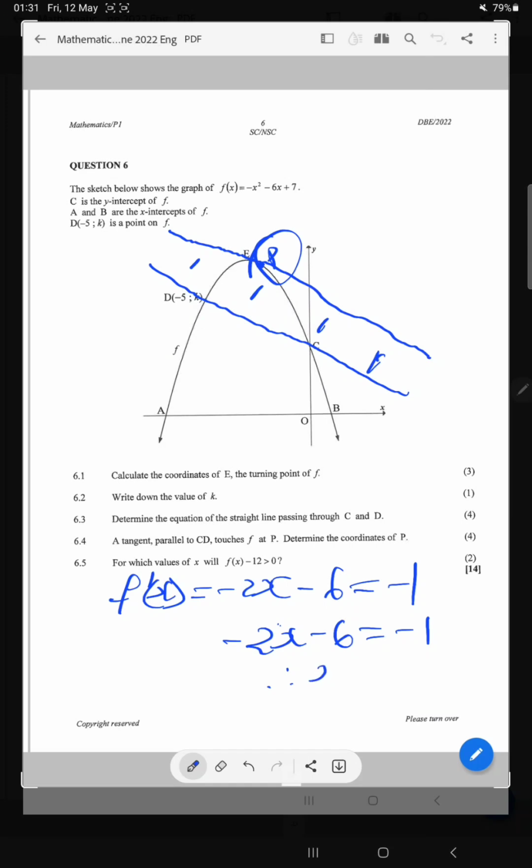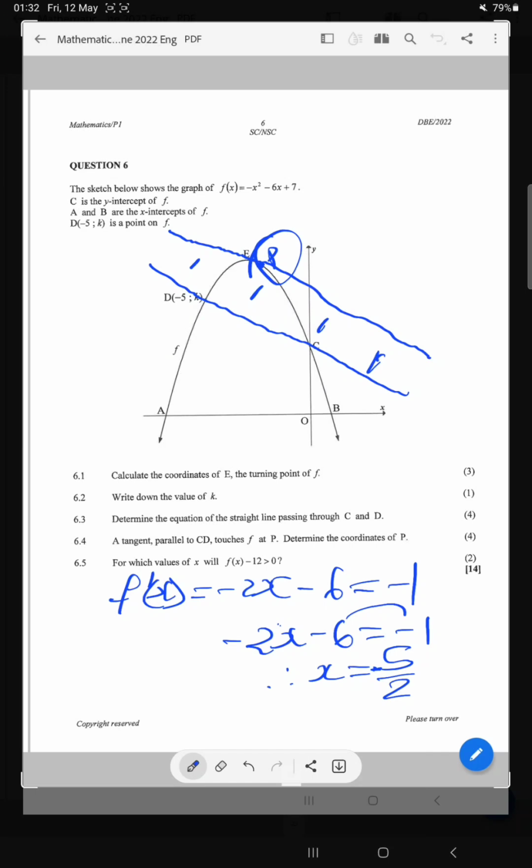Therefore, our x is going to be, we take this 6 there, it becomes negative 6, minus 1 is minus 7. And then we divide everything by minus 2, then it's going to be 7 over 2. So the x coordinate of P is going to be 7 over 2.